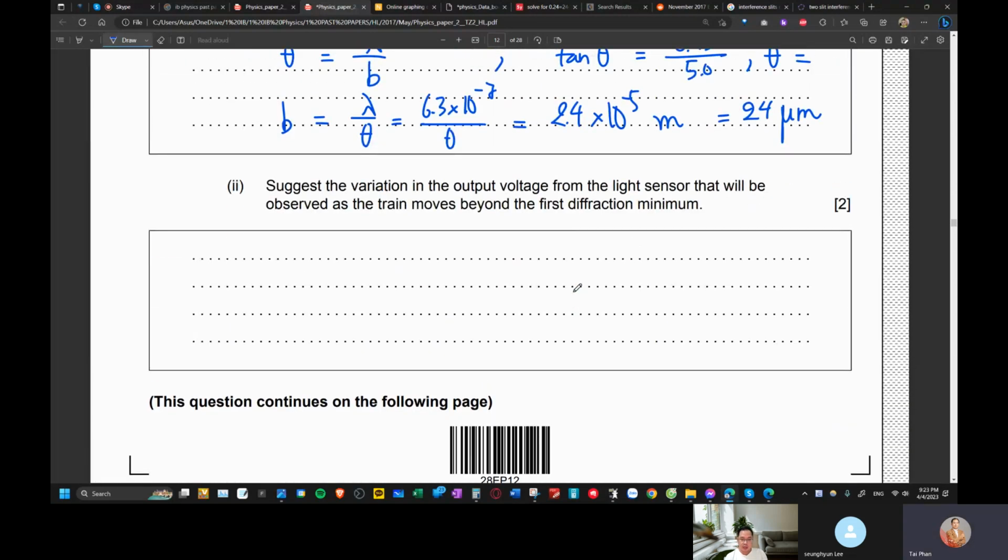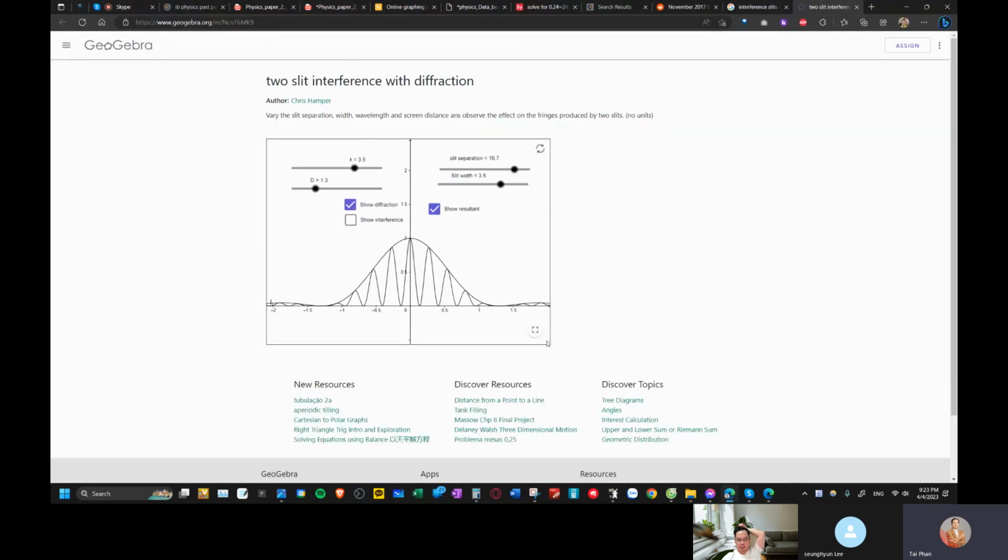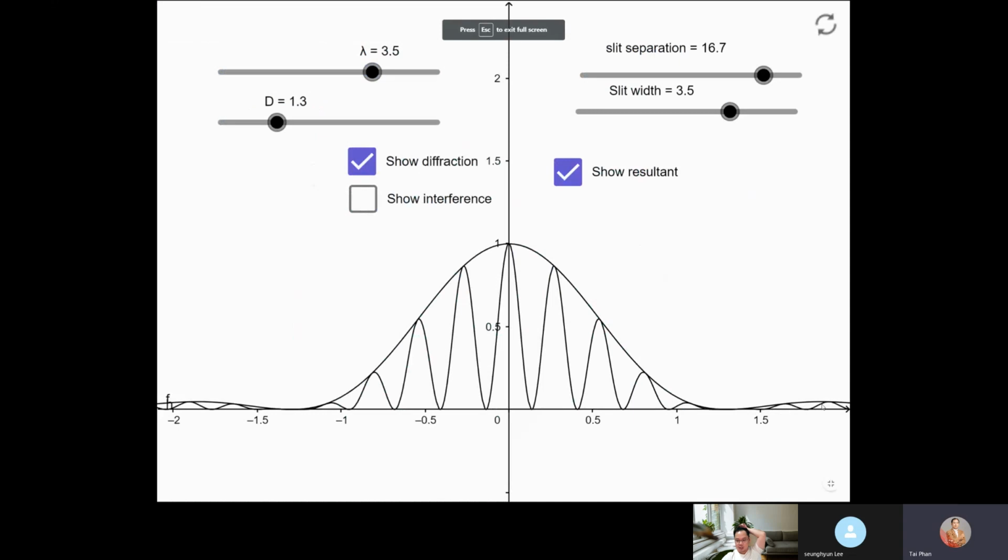Suggest the variation in the output voltage from the light sensor that will be observed as the train moves beyond the first diffraction minimum. There will be some other secondary maxima, but of very low intensity here. The secondary maxima are very low compared to the central maximum.